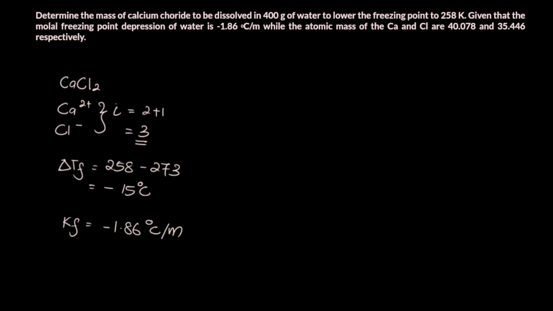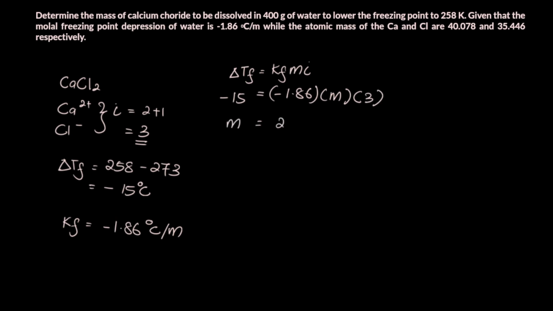Alright, so to make it simpler for you, we can also write delta TF is equivalent to KF times molality times the Van't Hoff factor. So your delta TF is equivalent to negative 15, your KF is equivalent to negative 1.86, and your m is the thing that is still unknown, while your i is equivalent to 3. So basically you can get your molality is equivalent to 2.6882.